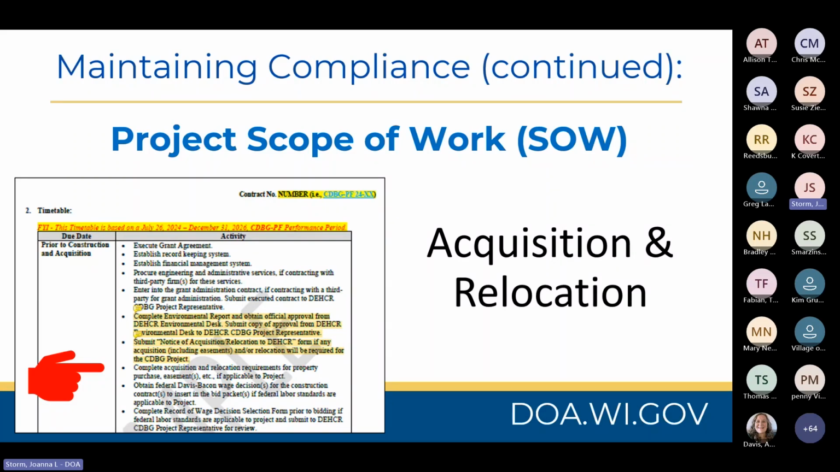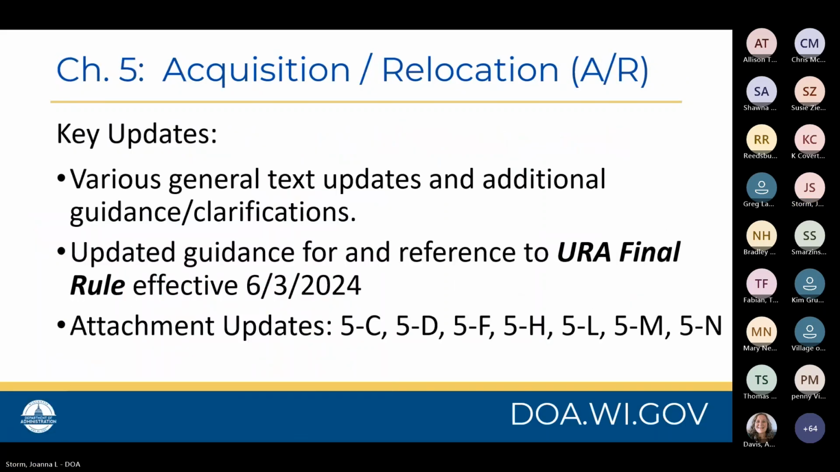So Part 2 of your contract will deal with a timetable, and one of the items, if it's applicable to your project, listed under the prior to construction and acquisition section may be acquisition and or relocation services, as highlighted here with our little red hand. Acquisition and relocation information can be found in Chapter 5 of our Implementation Handbook.